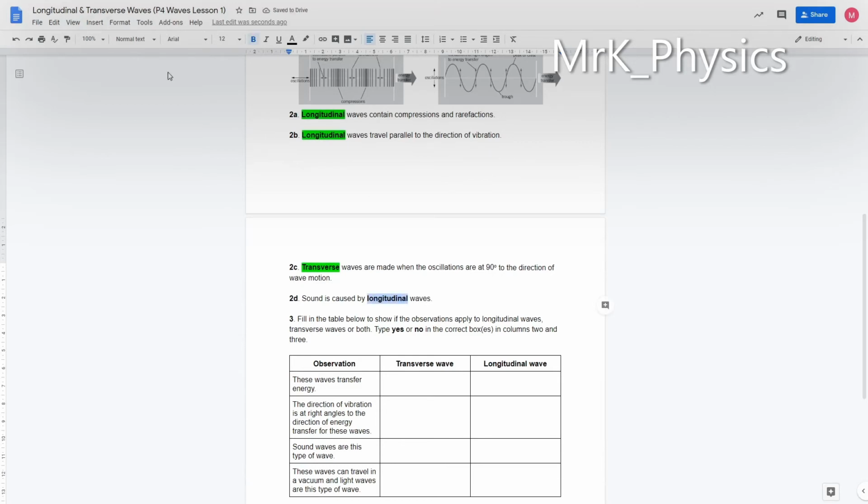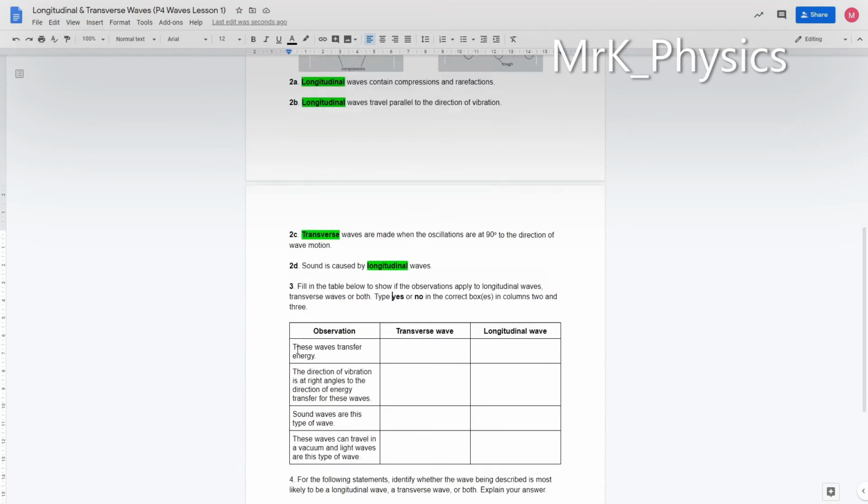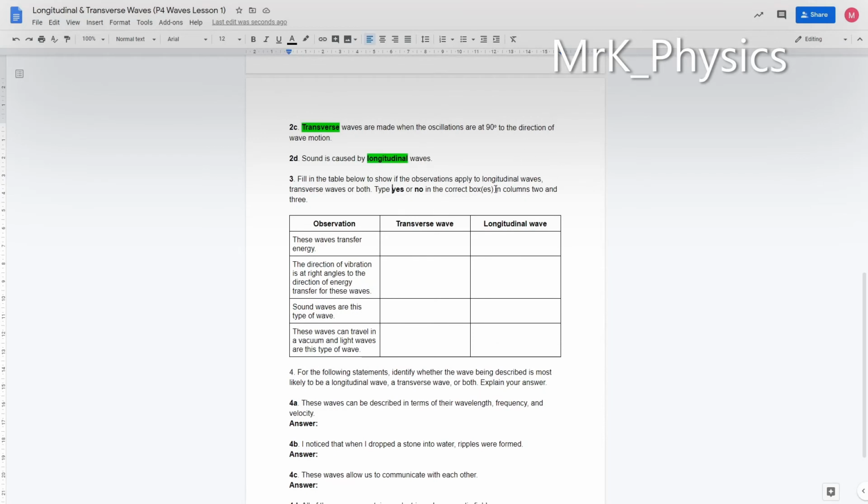Essentially, sound is the compression of air particles vibrating against each other in this sort of format in a longitudinal wave until they reach your ear. Fill in the table below to show if the observations apply to longitudinal, transverse, or both. Put yes or no in the correct boxes in the columns. So these waves transfer energy. Yes and yes, both of those do.